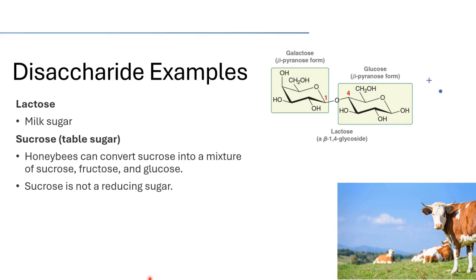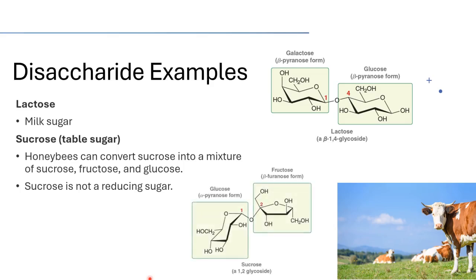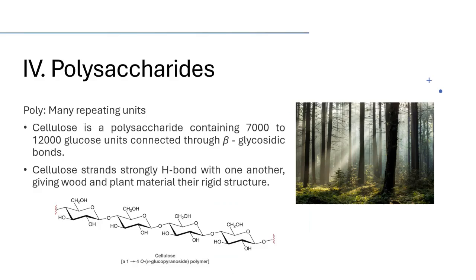4. Polysaccharides. Poly means many repeating units. An example of a polysaccharide is cellulose. It is a polysaccharide containing 7,000 to 12,000 glucose units connected through beta-glycosidic bonds. Cellulose strands strongly H-bond to one another, giving wood and plant material their rigid structure.